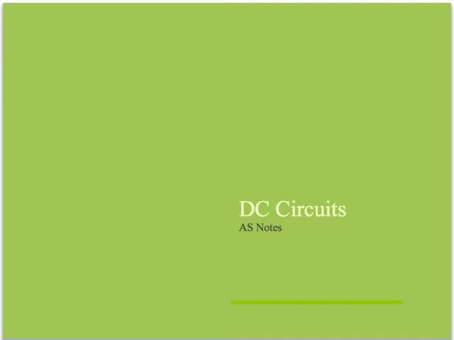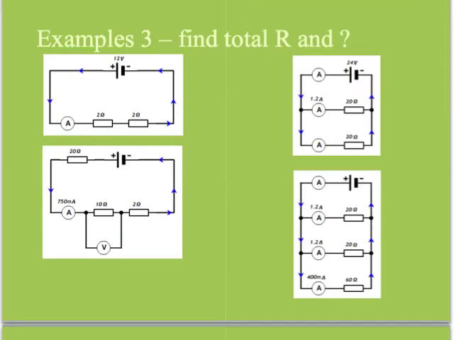Okay, so this is the answer to one of the examples. Example 3, find the total resistance and whatever's missing in the circuit. So looks like it's the ammeter and voltmeters in some of the questions. So for this first one here, what's the total resistance?